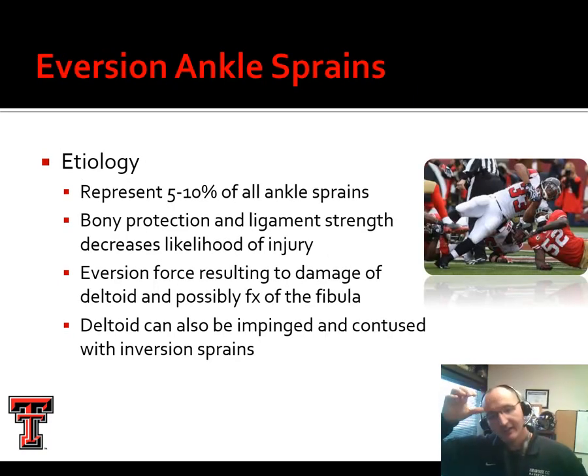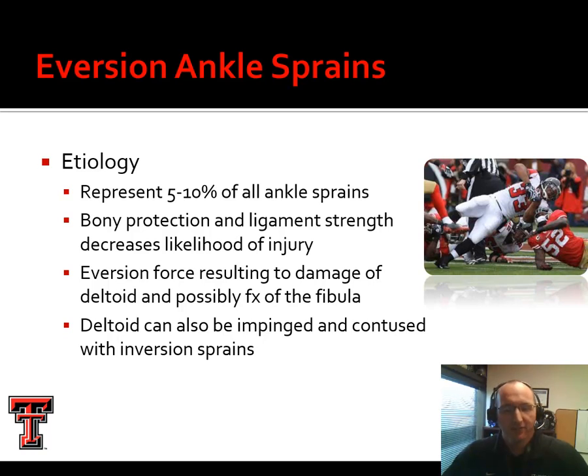Eversion sprains, on the other hand, we don't see these as often. The medial ligaments are a lot tougher, a lot stronger. There's some skeletal reasons why inversion sprains are more likely. So eversion sprains are far less common, but when they do happen, they tend to be more severe, more significant, because of the fact that the ligaments are stronger, the bone structure is different.